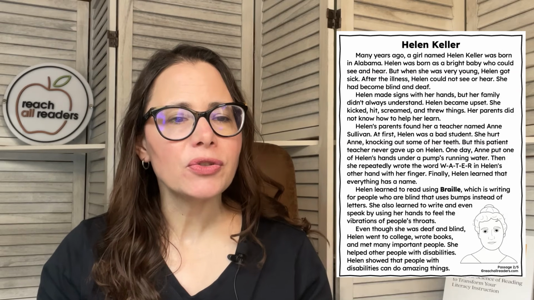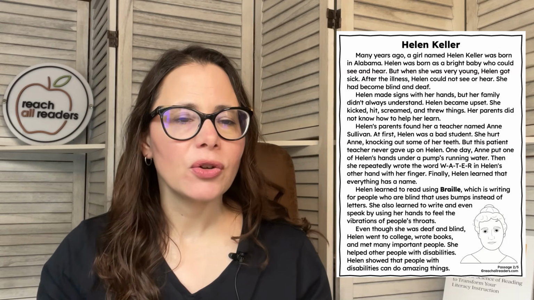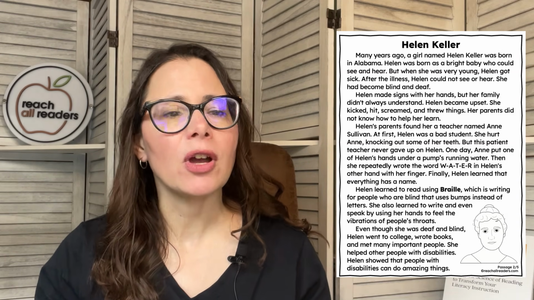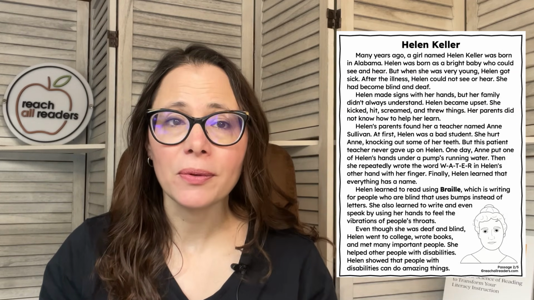We could stop after reading those first two paragraphs with the class and ask the first question, the author question. What is the author trying to tell us here? In this second paragraph, the author is trying to tell us that Helen had trouble communicating. So her family didn't understand her, so that made her upset, and she would kick and hit and scream, and her parents didn't know how to help.